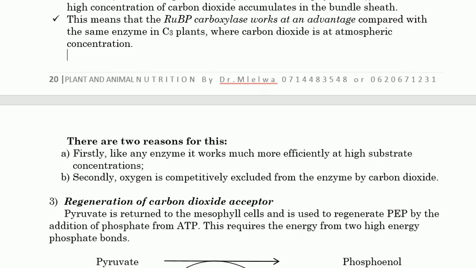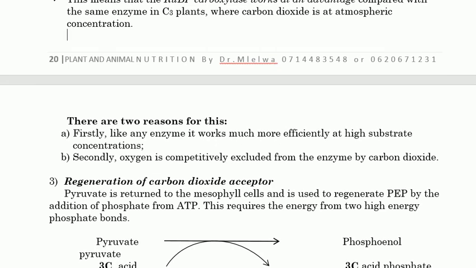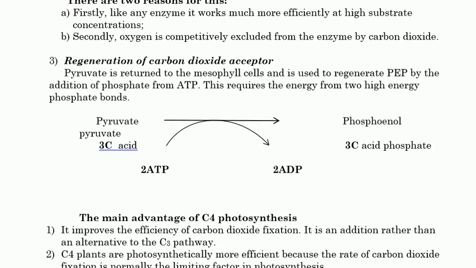First, because of the high concentration of the substrate, and second, oxygen is competitively excluded from the enzyme by carbon dioxide. So in the Bundle sheath cells, the cells are not in the presence of oxygen. Oxygen is not present there, so that's why the Rubisco carboxylase works more efficiently.